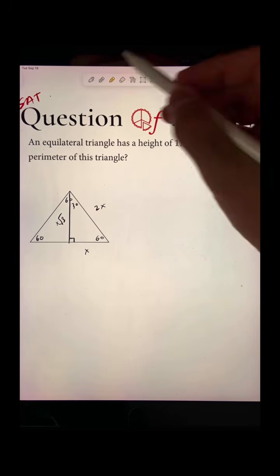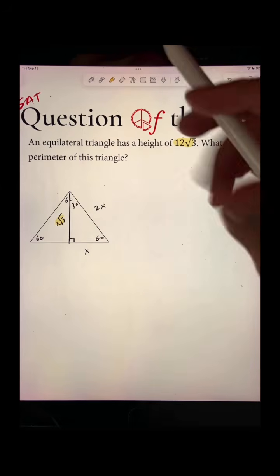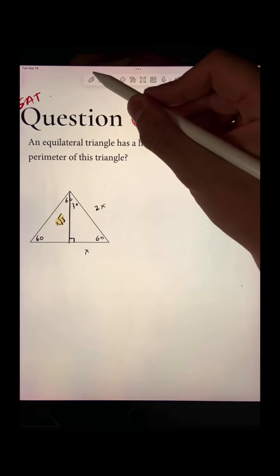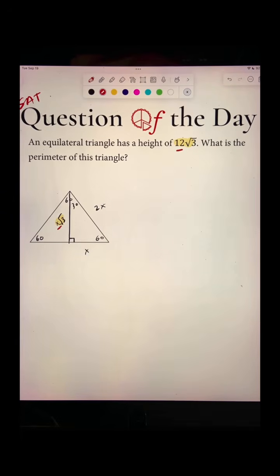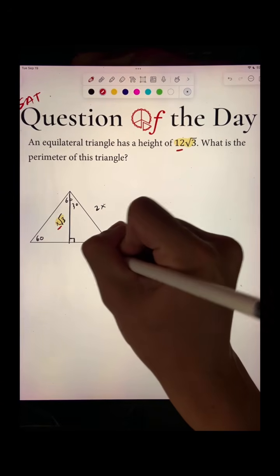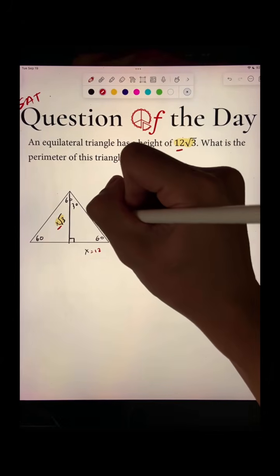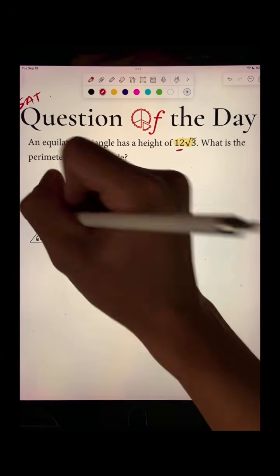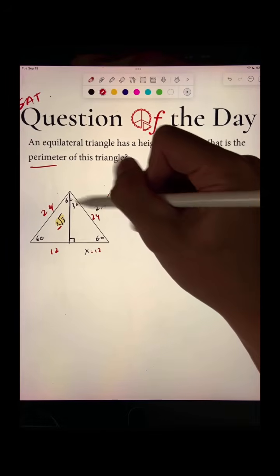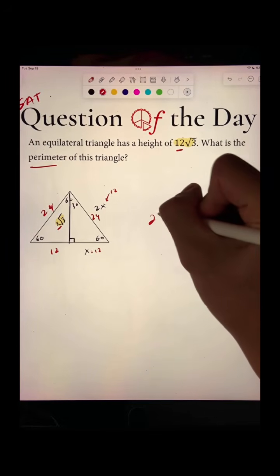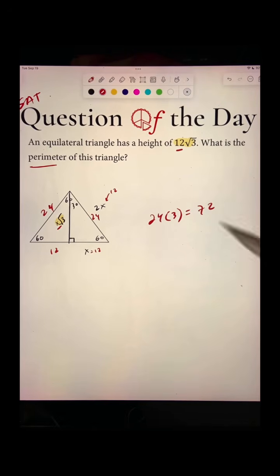Right? From there, realize that they're telling you the height is 12 radical 3, and your height is just x radical 3. So if you really think about it, x has to be 12. Right? So x is 12. You plug it in here. That makes that whole thing 24. This is also 12. That's 24. Boom, they want a perimeter, 24, right? All sides are 24, so you just do 24 times 3, which is going to be 72, and that's your answer.